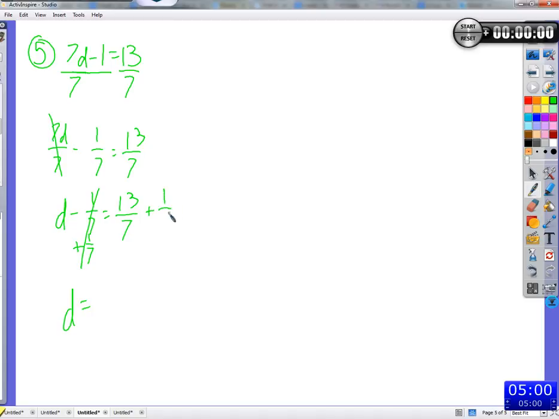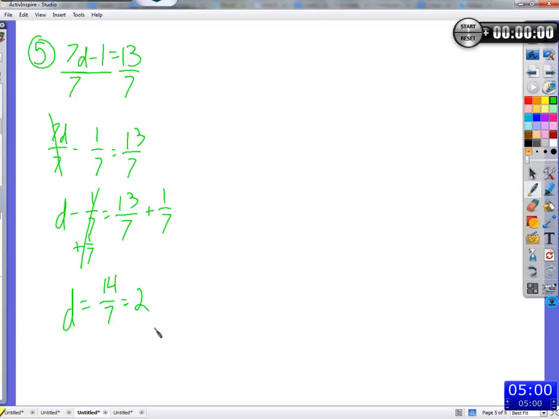Add 1/7 to this. You get 14 over 7. 14 divided by 7 is 2. Careful, 14 divided by 7 is not 7, it's 2. Saw that a few times. Did we do it? Did we find D? Yes. Could it be easier? Yeah. How could it be easier?